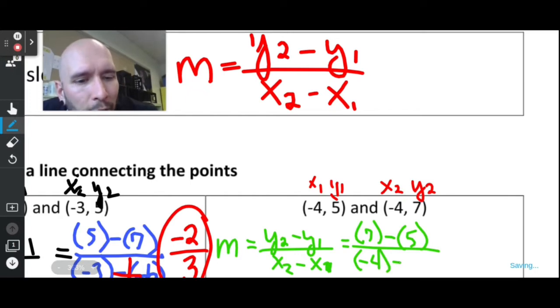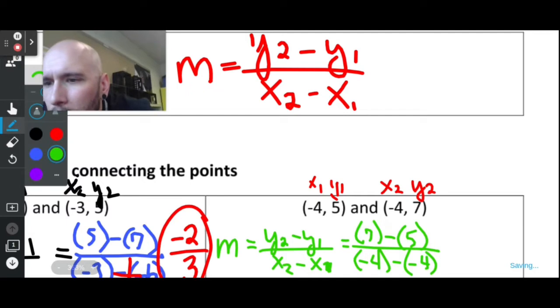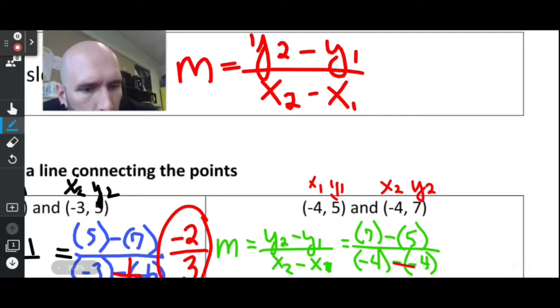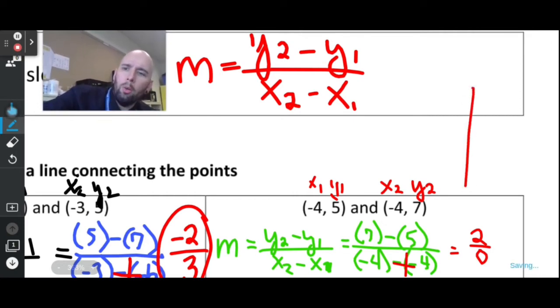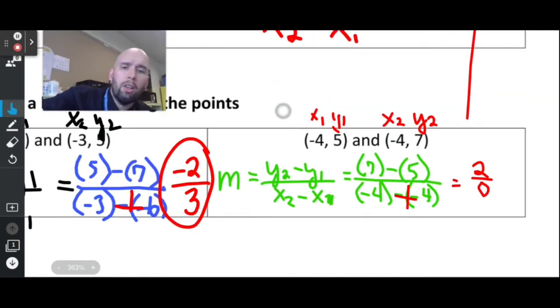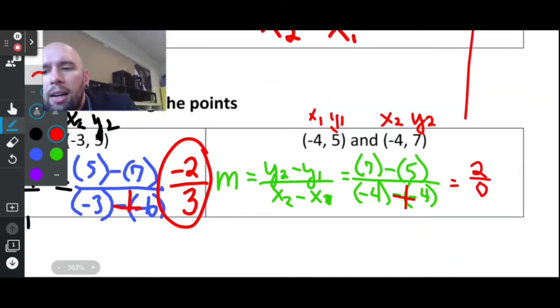Minus negative 4 again. Oh boy. Double negative makes it a positive. Beep, beep. 7 minus 5 is 2. 2 over 0. What's 2 over 0? Well, 2 over 0 is undefined.